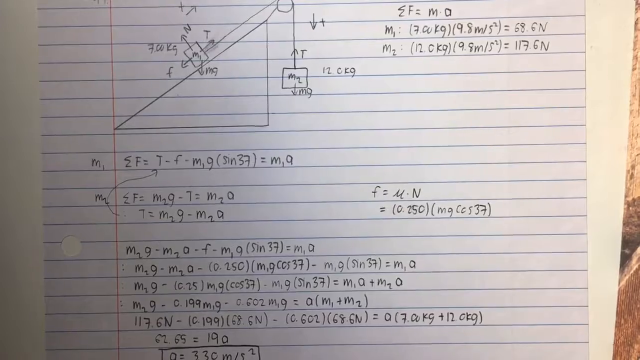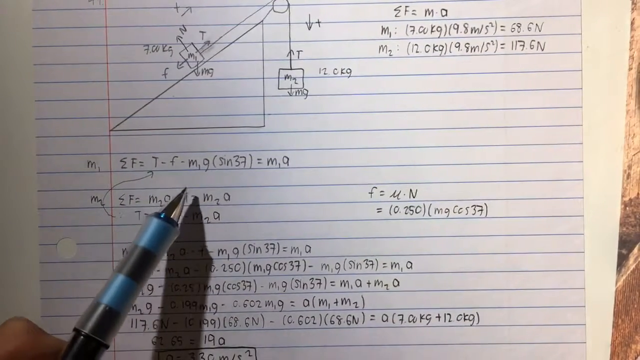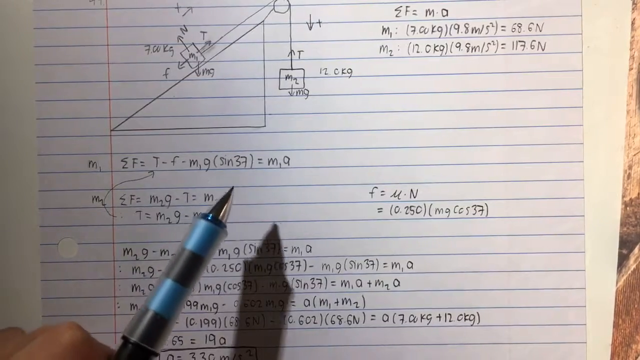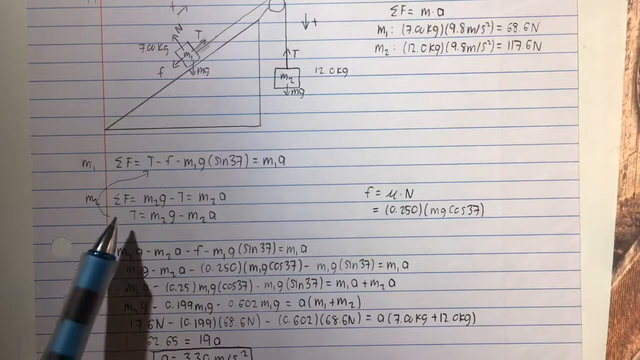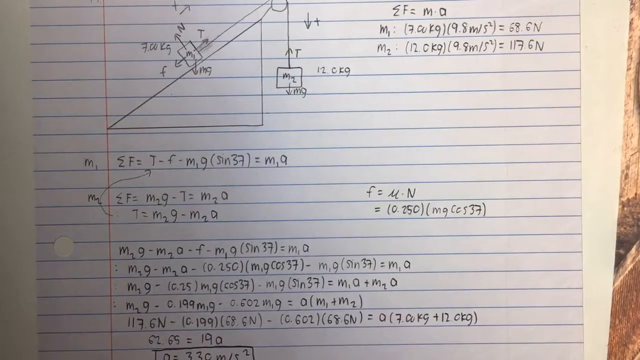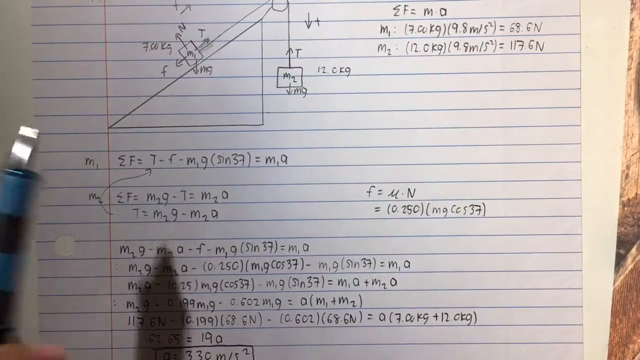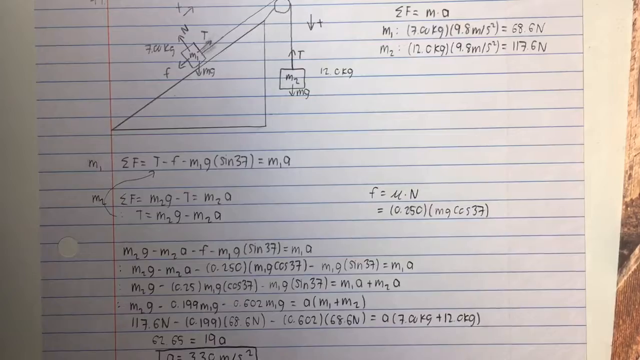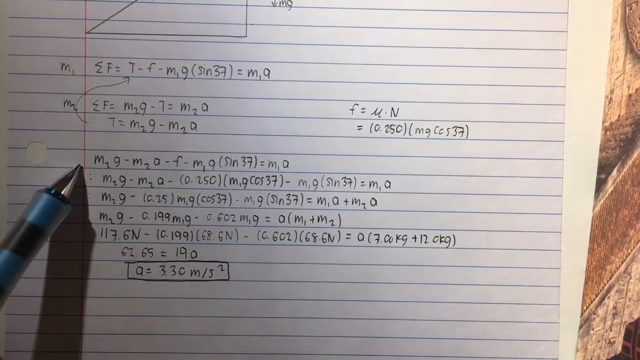For my M1, my sum of forces equals tension minus friction minus mg times sine 37 equals ma. And my M2 sum of forces equals mg minus tension equals ma. And we could isolate tension in the second equation and then plug it back into the first to just have one big equation to solve for acceleration. And this is my final equation.